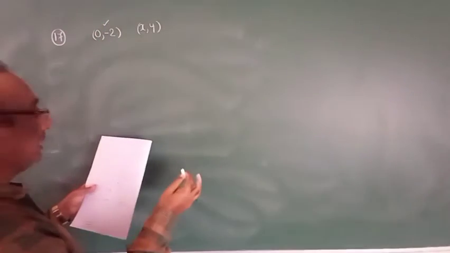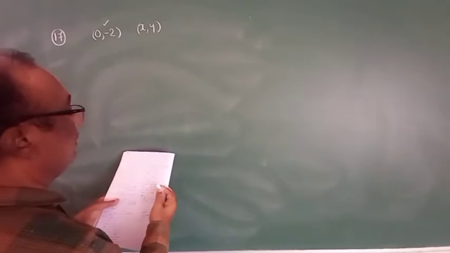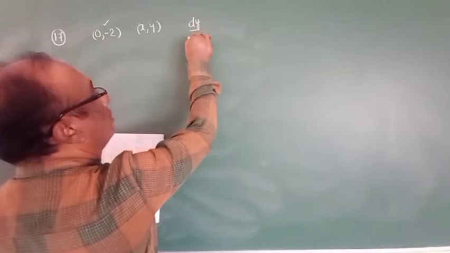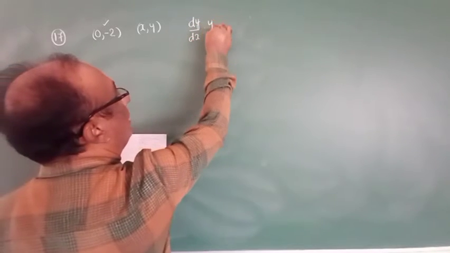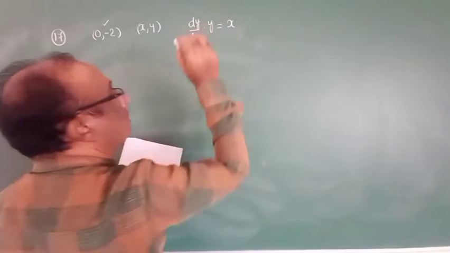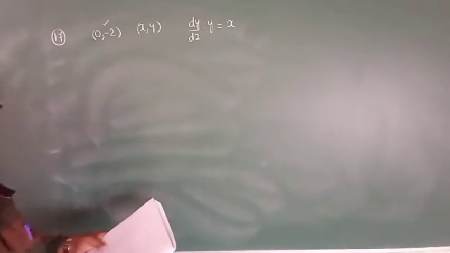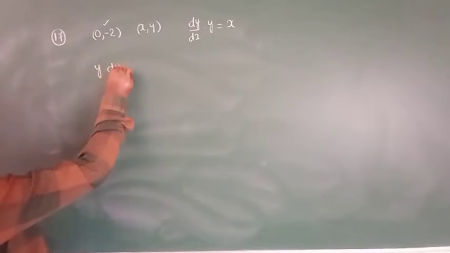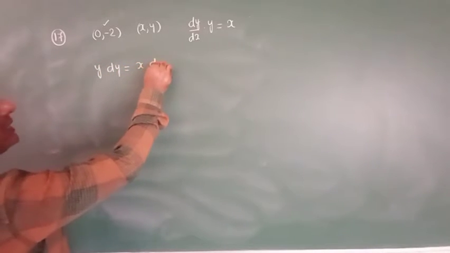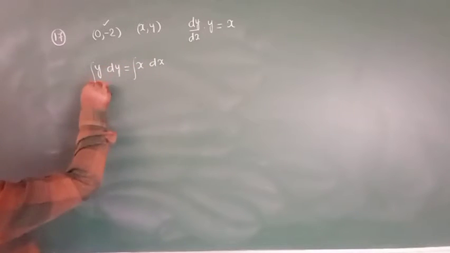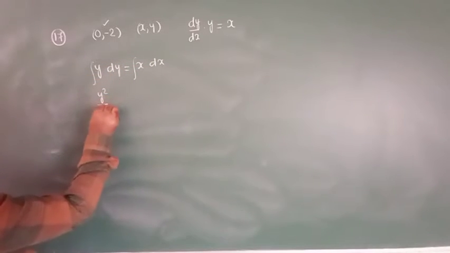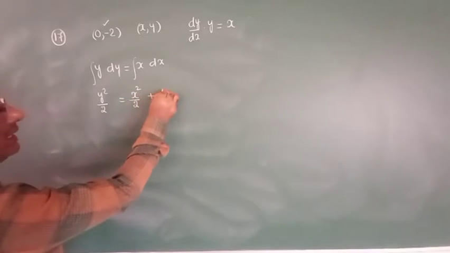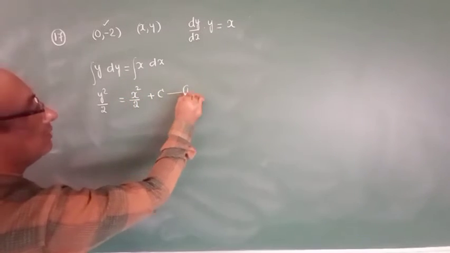So next, what is given is the slope of the tangent, that is dy by dx, and the y coordinate product is equal to the x coordinate. Right, immediately cross multiplication: y into dy is equal to x into dx. Apply the integration: y square by 2 is equal to x square by 2 plus integral constant c. Let it be equation number 1.